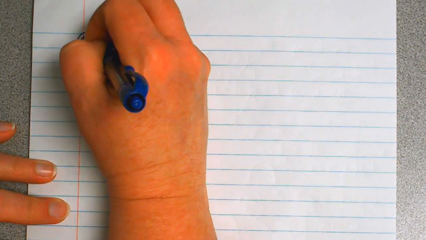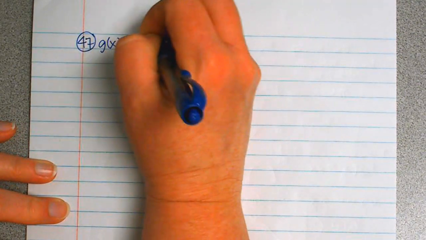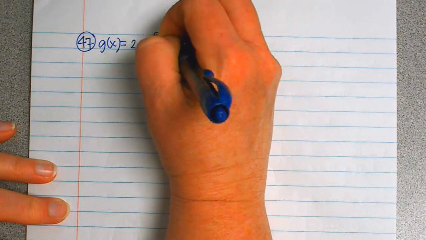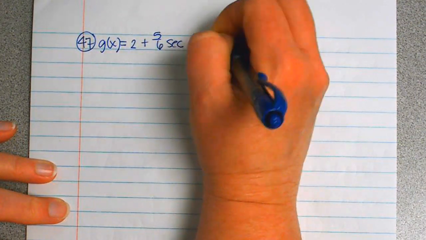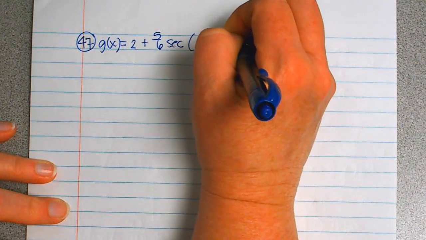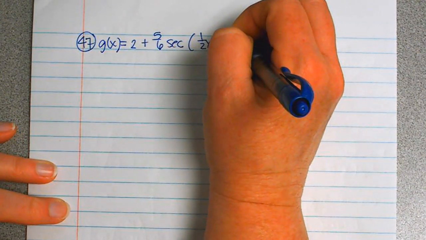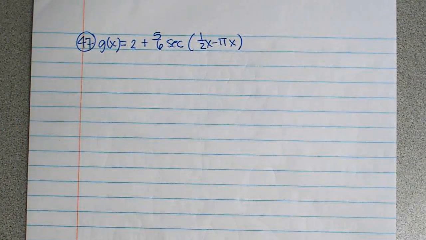47 we were also going to do, which I haven't done yet. So 47 would be one where I wouldn't want you to graph it. But I would want you to be able to pick out all of the amplitude and that kind of stuff. So what did I say it was? 47. Thank you. Okay, so g of x equals 2 plus 5/6 secant 1/2 x minus pi. Oops, I got too many x's. Well, that's interesting. It's got x twice.